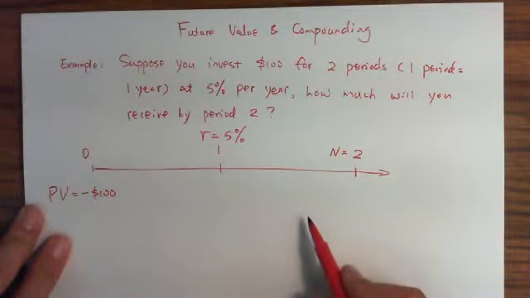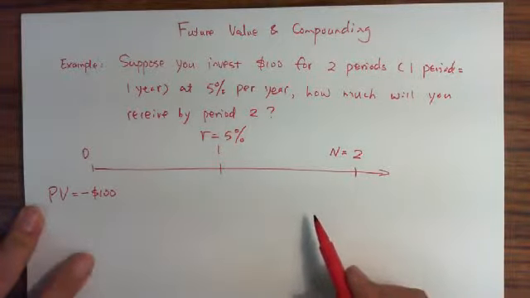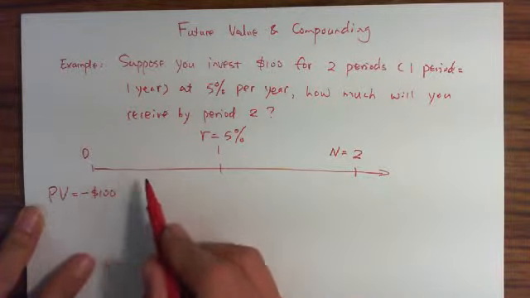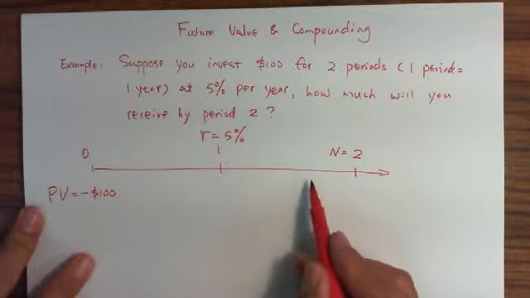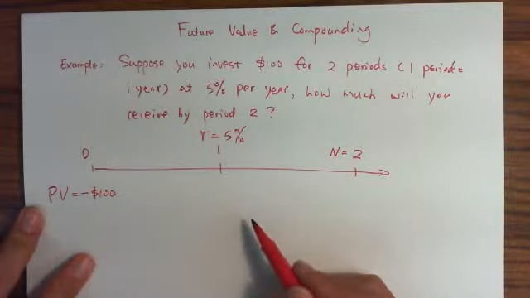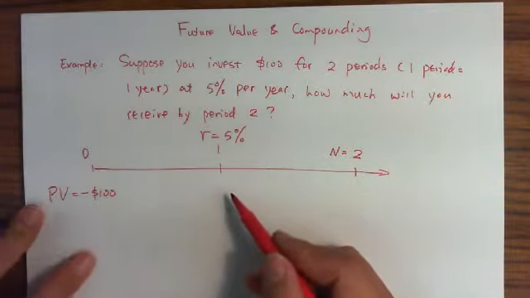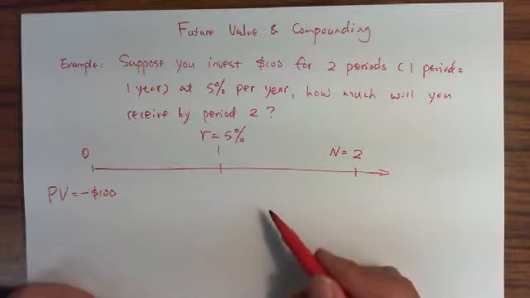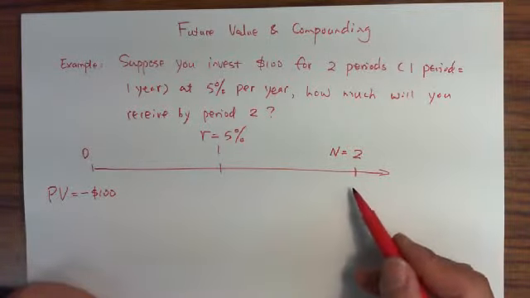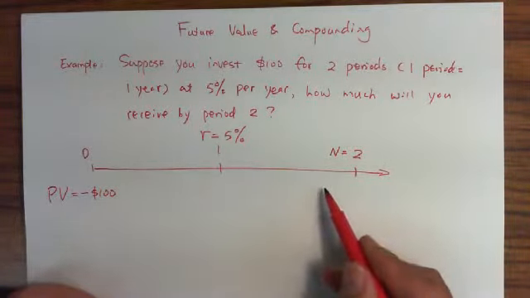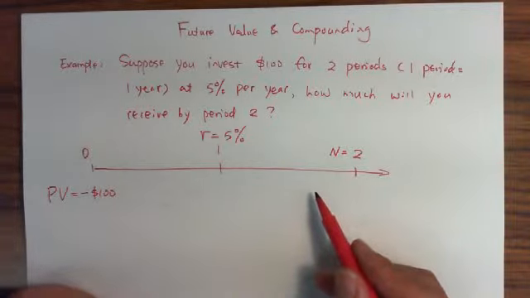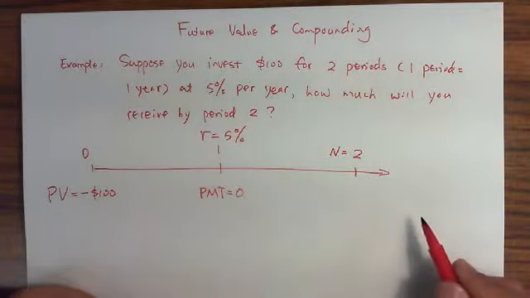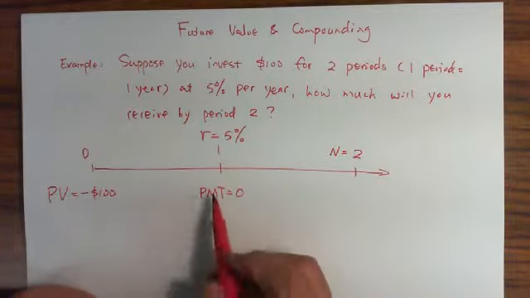Now this is a 1 cash flow example. So besides putting $100 into the investment, the investor will not do anything. For example, will not put any additional money into the investment, or will not take any money out of the investment until the end. So we don't have any intermediate cash flow. So we can put PMT equal to 0.